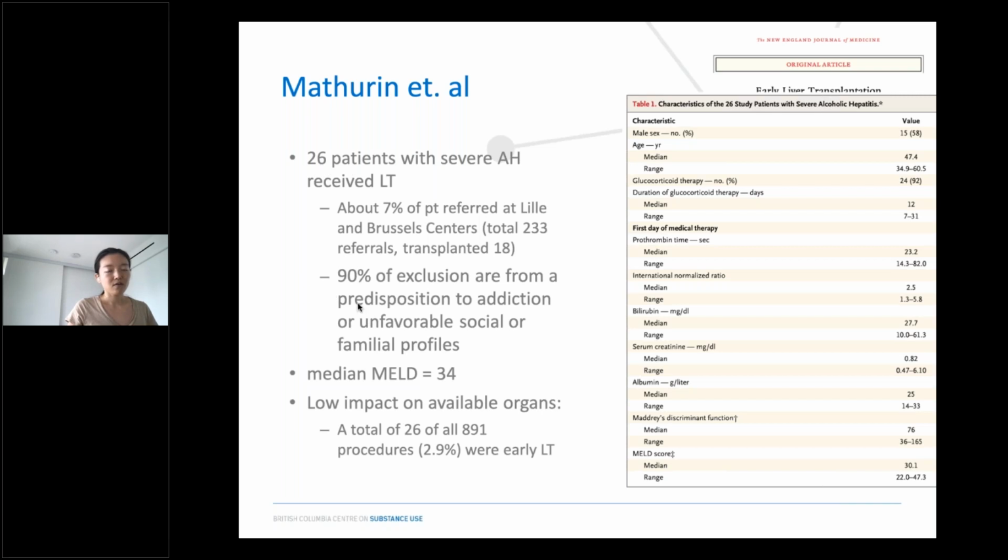90% of people referred were, they did say though, excluded because of an unfavorable psychosocial or family profile. A huge portion was also excluded because it was felt that they had a predisposition to relapse. The people who were transplanted were incredibly sick, with MELD of 3-4. Another interesting finding was that, because of the selectivity of their criteria, the resources used to transplant these patients were not expensive.